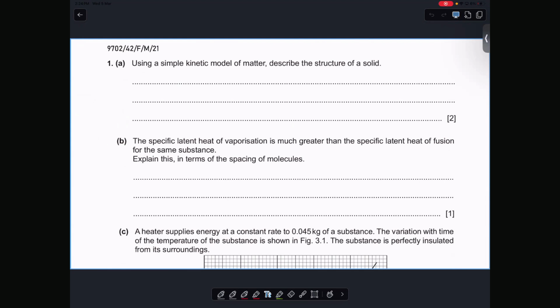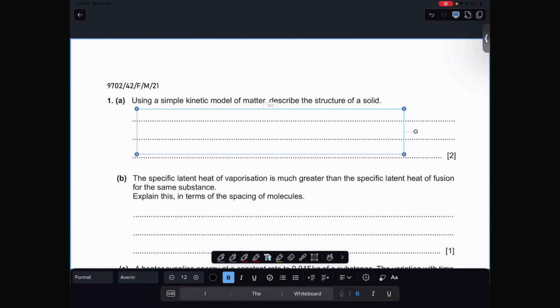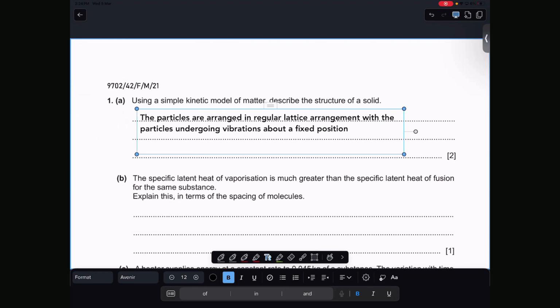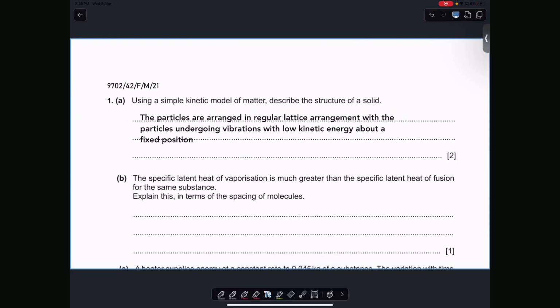Okay, that's right. So you need to say that the particles are arranged in a regular lattice arrangement, with the particles undergoing vibrations about a fixed position. Now, if you want to add the low, where would you add it? With particles undergoing vibrations with low kinetic energy about a fixed position. I'm going to confirm, it's 2 marks, this is February.